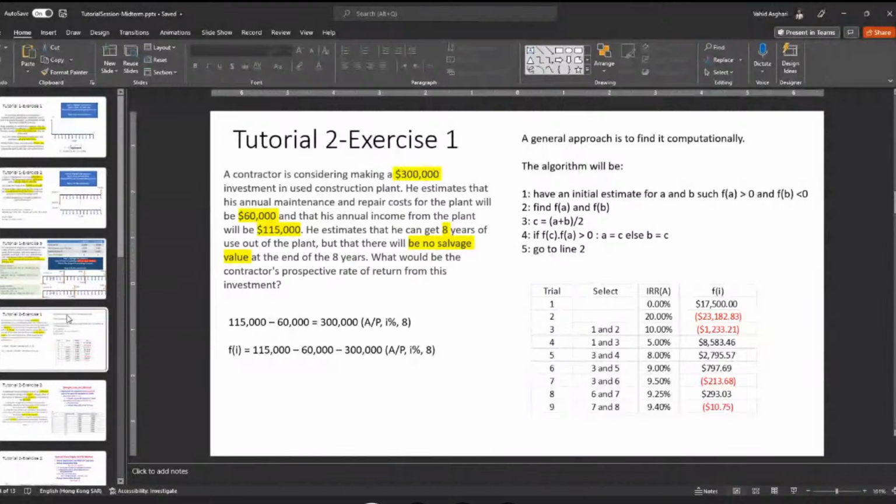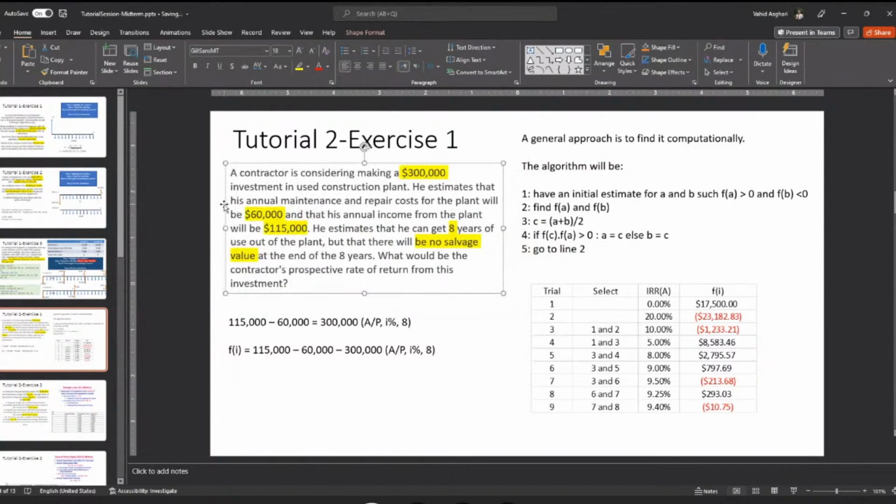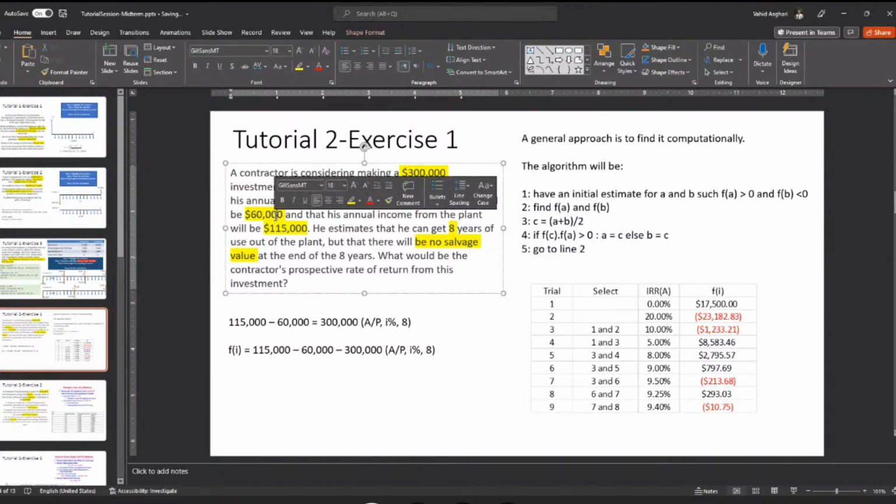A contractor is considering making a $300,000 investment. The annual maintenance is about $60,000, and the annual income is about $115,000, for 8 years. And there will be no salvage value again. So what is the rate of return?